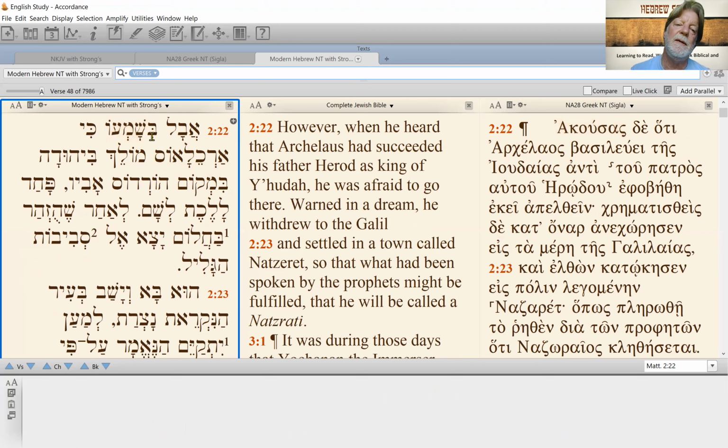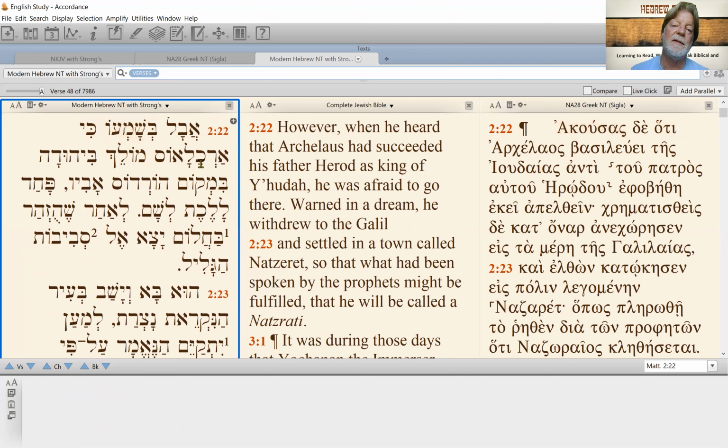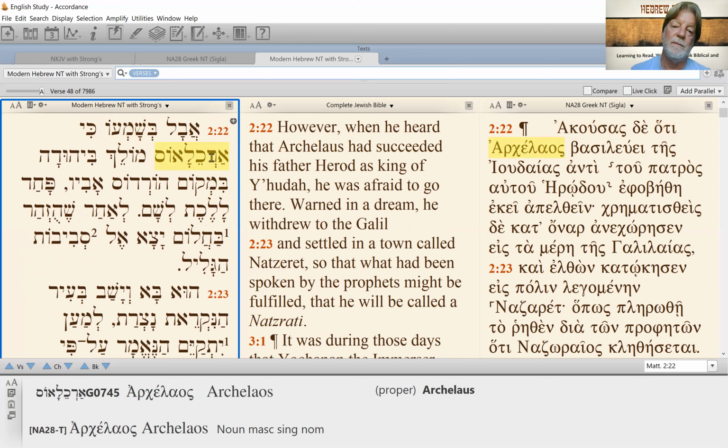Verse 22, aval, but bishma'o, in, prepositional prefix bait, in shma'o, his hearing, when he heard, ki, that Archelaus was the son of Herod the Great, who had murdered the infants of Bethlehem. Herod the Great died shortly thereafter. Kind of a hideous death, too. His son, Archelaus, became the king of Judah.